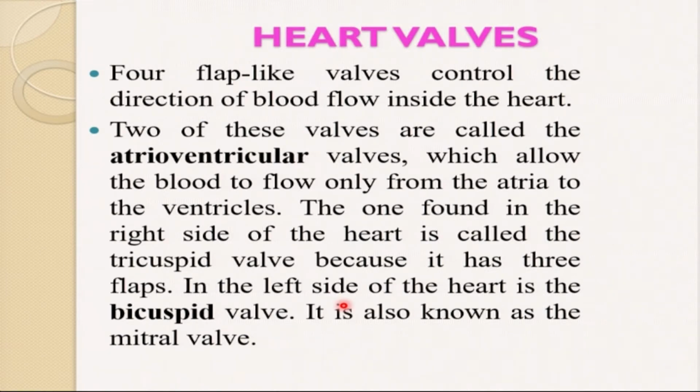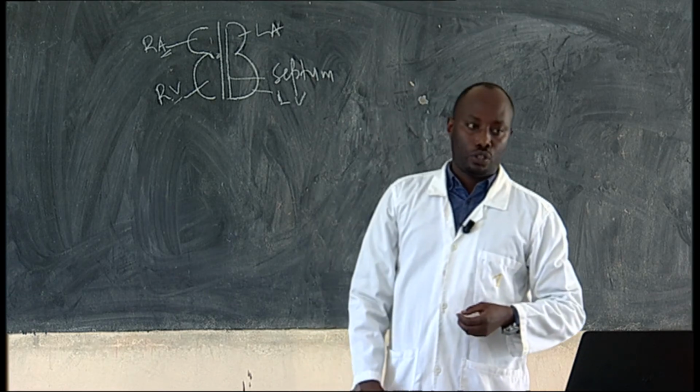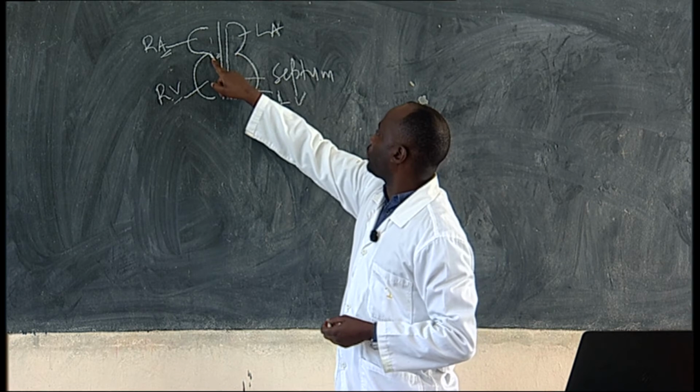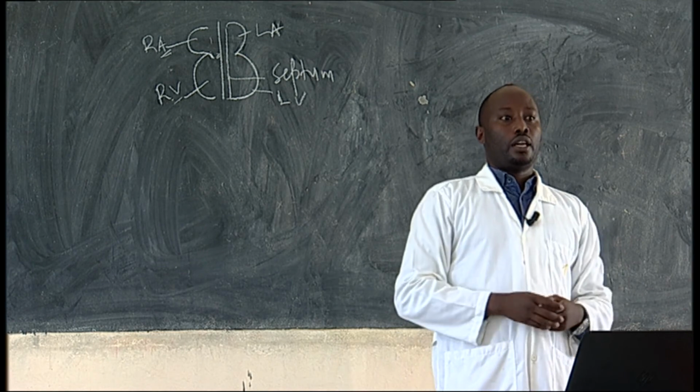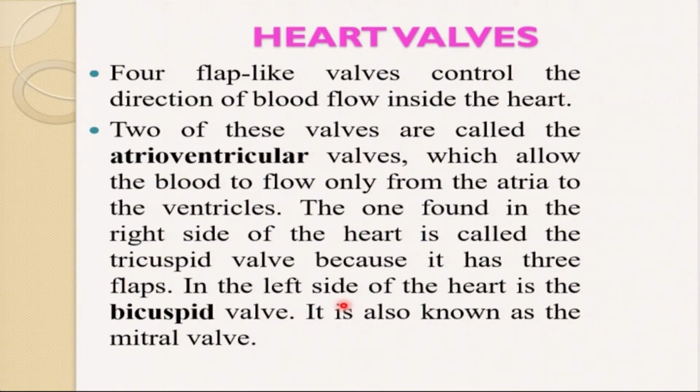They allow the blood to flow only from the atria to the ventricle. The one found on the right side of the heart is called the tricuspid valve because it has three flaps, and on the left side of the heart is the bicuspid valve. The left one is called the bicuspid valve, the right one is called the tricuspid valve. So these found here are the tricuspid valves. These found here are the bicuspid valves. Both of these valves are very important in controlling the direction of blood flow.